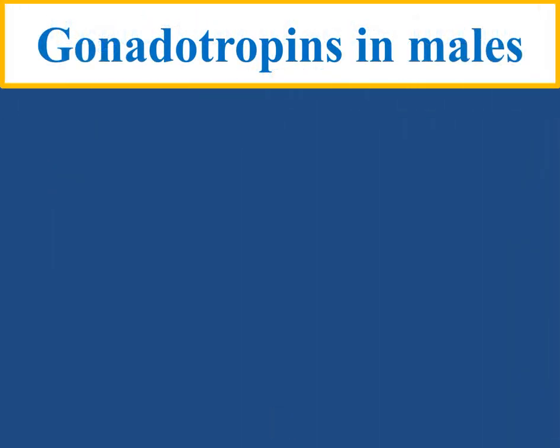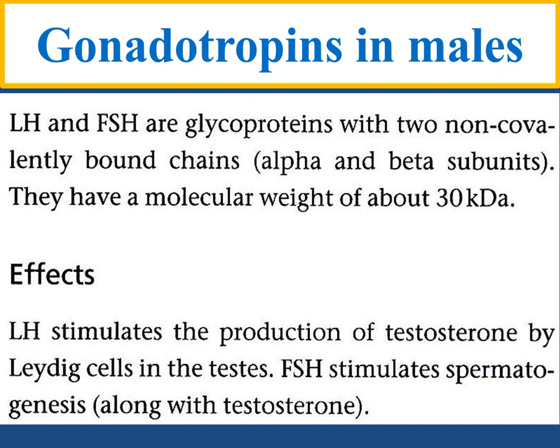Gonadotropins in males. LH and FSH are glycoproteins with two non-covalently bound chains, alpha and beta subunits. They have a molecular weight of about 30 kilodaltons. And effects. LH stimulates the production of testosterone by Leydig cells in the testes, and FSH stimulates spermatogenesis along with testosterone.